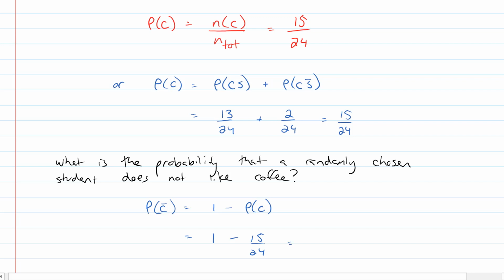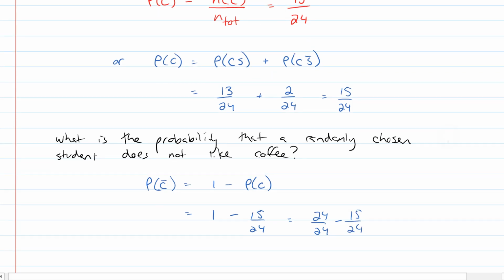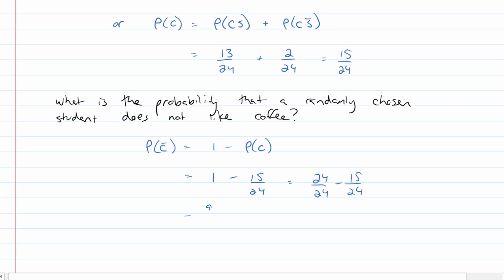And if you do a little fraction work, that's 24/24 minus 15 over 24. And so you get 9/24. Of course, you could just go to your table and add up all the entries in the rightmost column that don't like coffee, and that gives you 9 out of 24 as well. And either of those is a perfectly fine way to go.